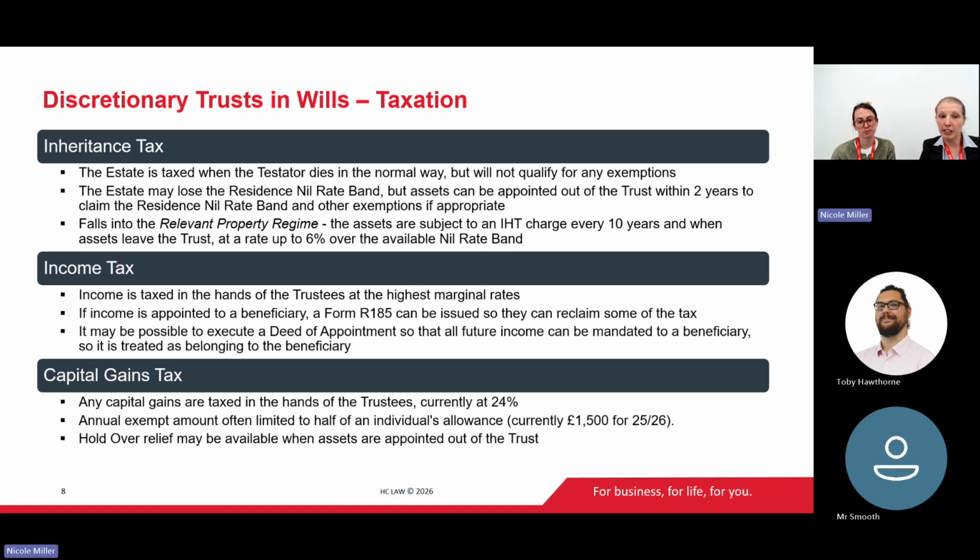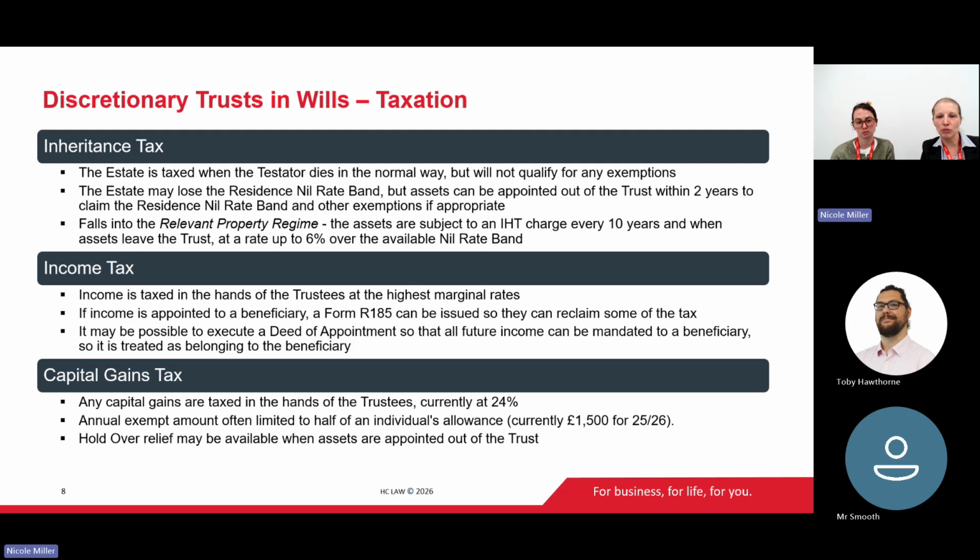As I said, it falls into the relevant property regime, so the assets within the trust after that 2-year period are subject to inheritance tax charges on an ongoing basis. So there is a 10-year anniversary charge on each 10-year anniversary of the deceased's death, and there's also a tax charge whenever assets leave the trust. This tax charge, whether it's the 10 years or when assets leave, is at a rate of up to 6%. So it's not the normal 40% rate that applies on death. It's a much lower rate, and it will depend on what the available nil rate band is for that trust at any given time, so at the 10-year charge or at the point when assets are leaving the trust.